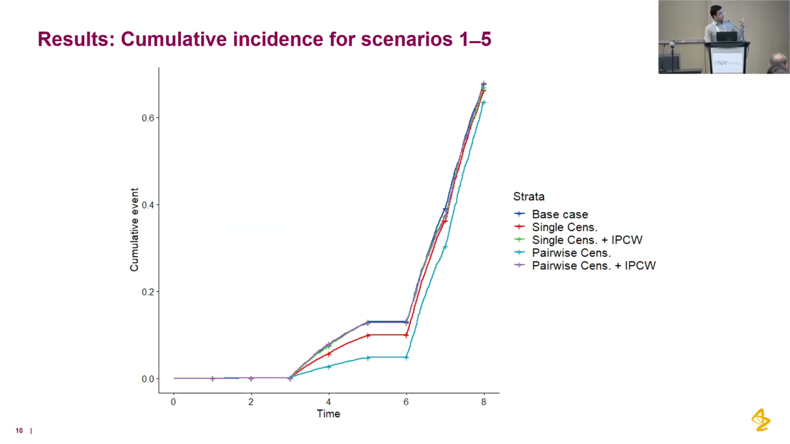So on this slide, I've just got the cumulative incidence plots for each of the 5 scenarios, but this is for the overall population as opposed to being stratified by treatment status, which you saw on the previous slide. But essentially, we see the same pattern. Pairwise censoring without IPCW significantly underestimates the true cumulative incidence curve. Single censoring without IPCW is somewhere in between, and the scenarios with the IPCW manage to recover or approximate the true cumulative incidence quite closely.